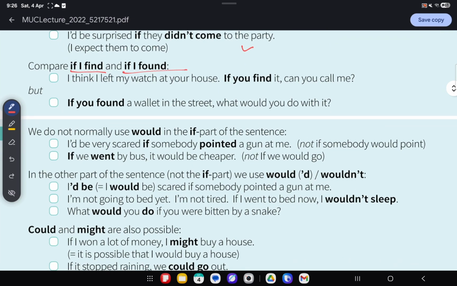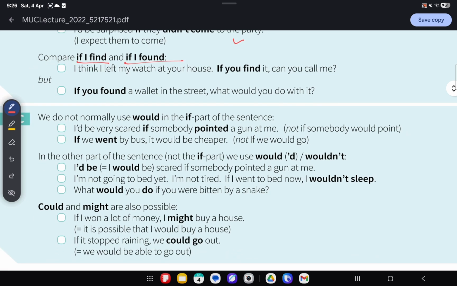So till now we learned that if is used as an imaginary sentence, and if we use if in the sentence, then the sentence is basically in two parts. First is the if part, and the second is the result part. Sometimes it can be separated by a comma, but sometimes you read and understand.